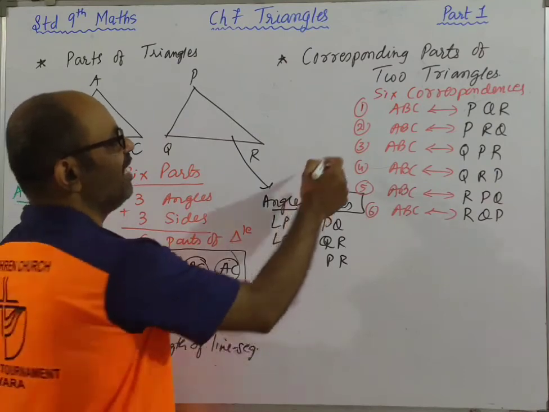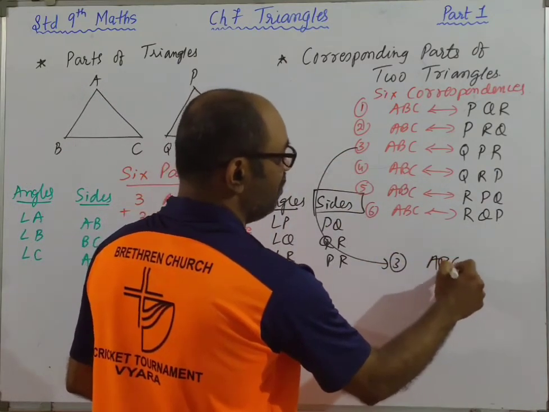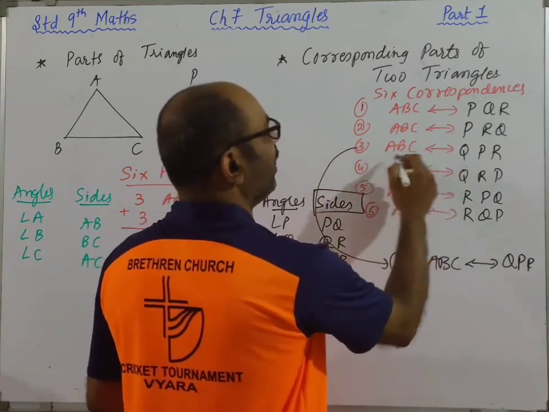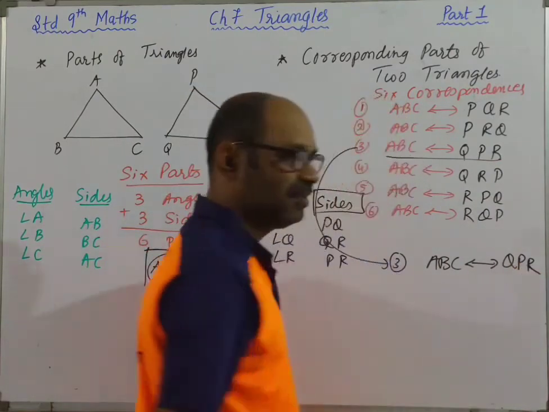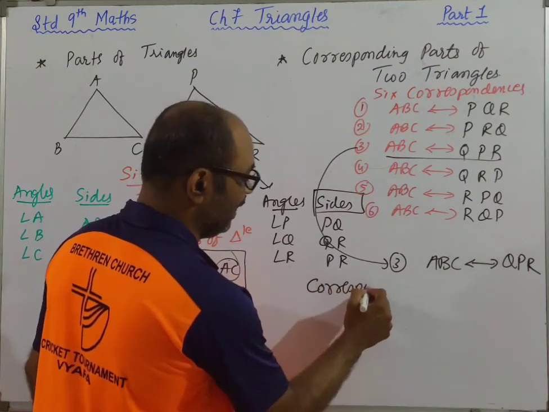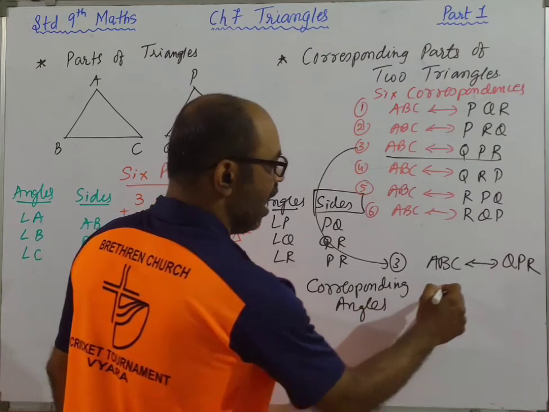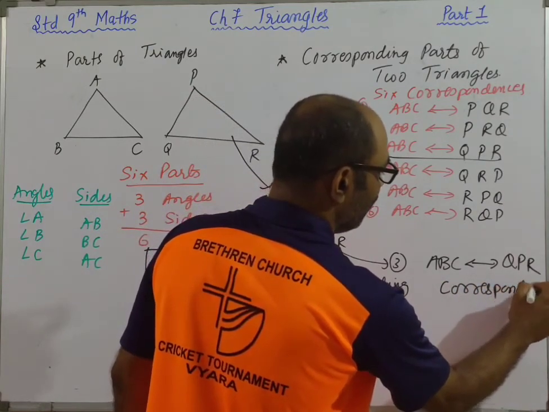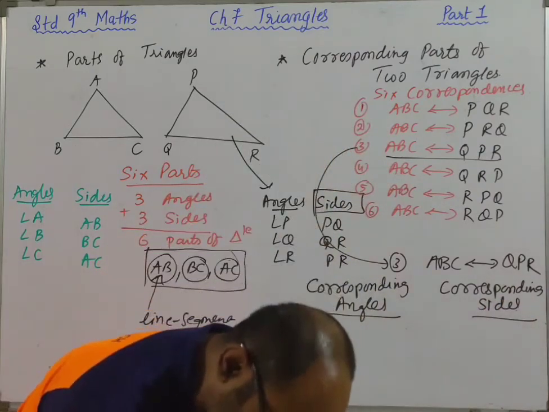Now choose any one correspondence. Let me say I've chosen ABC corresponds to QPR. ABC corresponds to QPR. I have chosen this correspondence. So here you will get corresponding angles and corresponding sides, children.